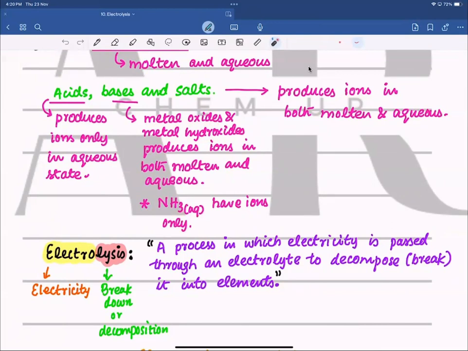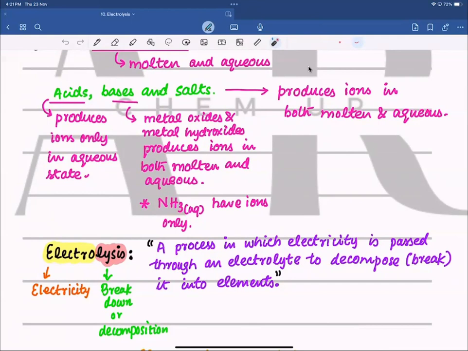So in aqueous state, whether it's a salt, a base, an acid, or an ionic compound, all can conduct electricity. Salts and bases conduct electricity in both their aqueous and molten states. But acids conduct electricity only when they are aqueous, not in their molten state. Is this understandable? Yes, Safwan and Aisha, is this clear?